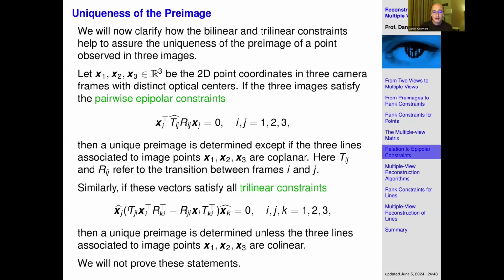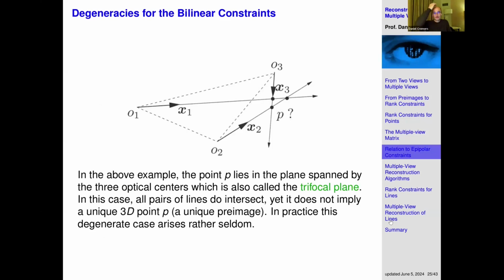So these are two statements about the uniqueness of the pre-image that we can expect from the epipolar constraints and from the trilinear constraints. It shows you that you have a better way to impose a unique pre-image by looking not at just pairs of images and their epipolar constraints, but by looking at triplets of images and the corresponding trilinear constraints. So this is one degenerate case that we discussed, where we have pairs of epipolar constraints from 3 cameras, but since the point P is in the plane spanned by these 3 cameras, we don't have a unique pre-image from the epipolar constraints.